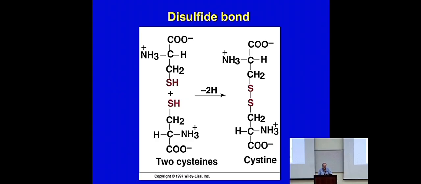And this can occur within the same molecule, and it would be called an intramolecular disulfide bond, or it could occur between distinct peptides, and it would be called intermolecular disulfide bonds. And you'll appreciate when we get into protein structure that these disulfide bonds play a key role in the tertiary structure of proteins.